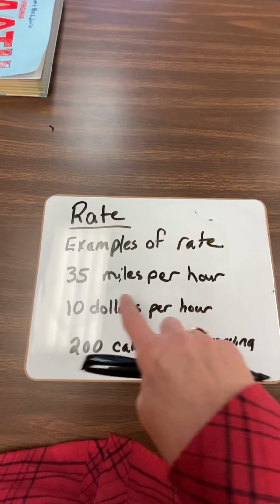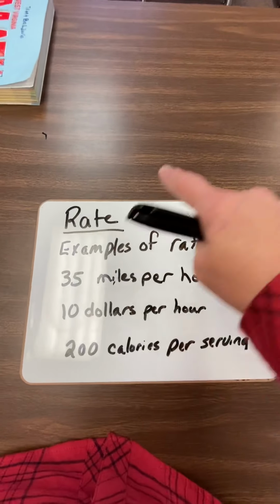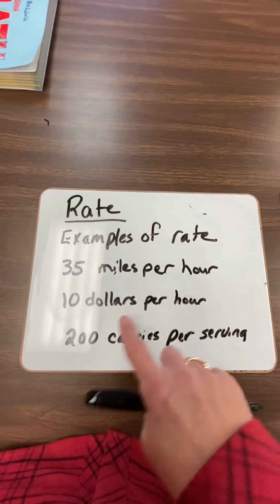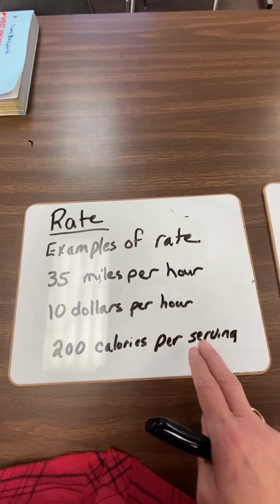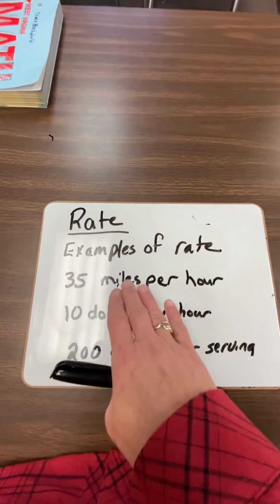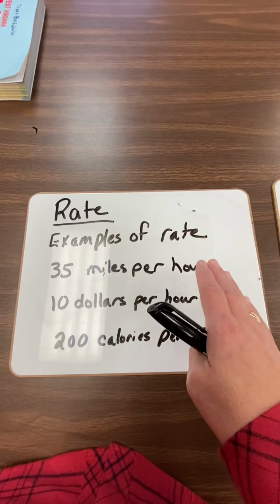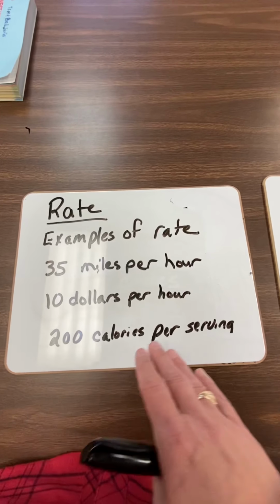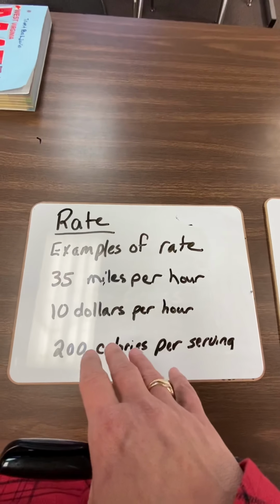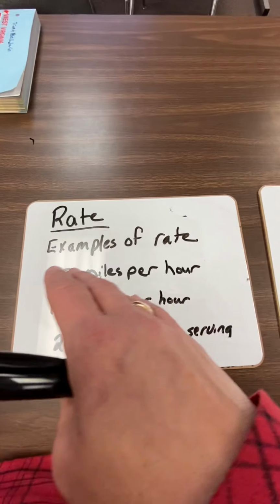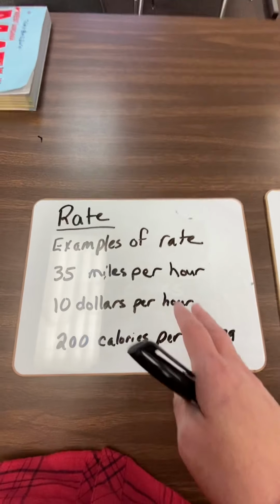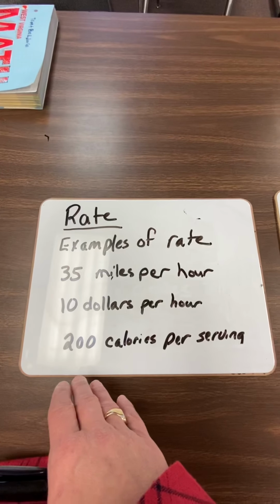In this case, you traveled miles in an hour. In this case, you earned $10 in an hour. This one right here is a different type of rate, okay? It's not something happening per unit of time. This is 200 calories per serving. That means if you eat one serving, you're going to consume 200 calories. So if you were doing 2 servings, you would consume 400 calories.